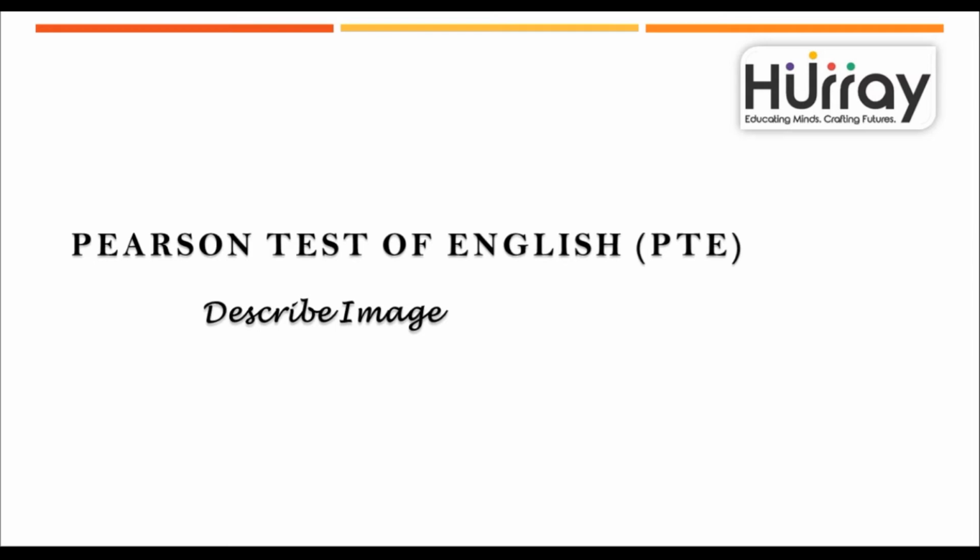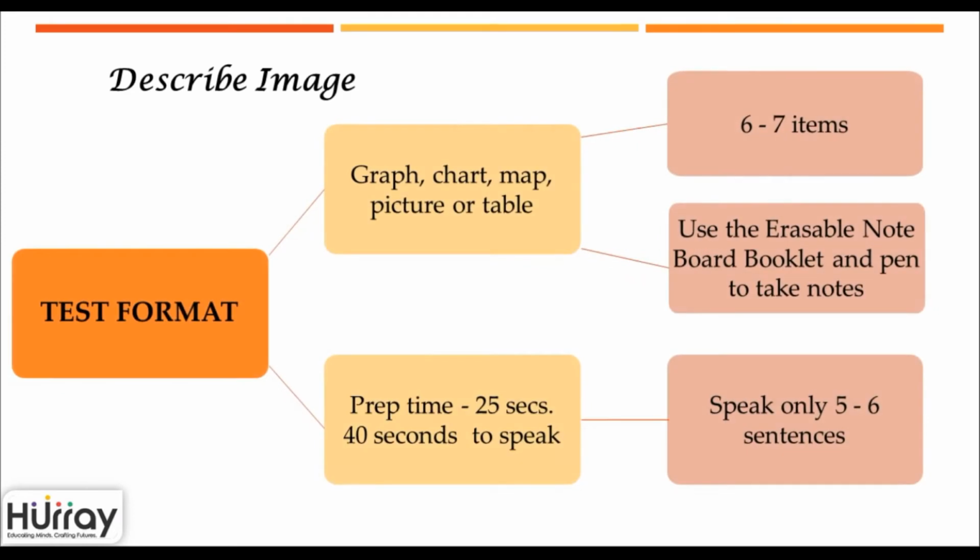The third question type is describe image. Here is the test format. You'll have a graph, map, chart, picture, table, life cycle, or a demographic graph, etc. The preparation time is 25 seconds and the time to speak is within 40 seconds. You will have 6 to 7 items. You can use the noteboard erasable booklet and pen to take down notes. You can use the 5 to 6 sentence strategy and format to give your description.